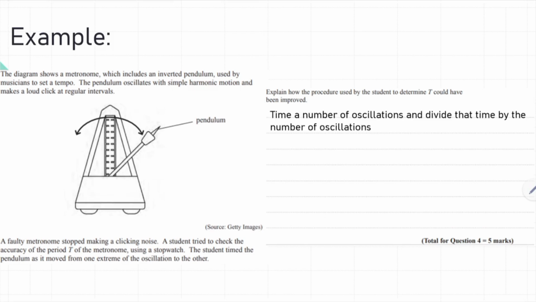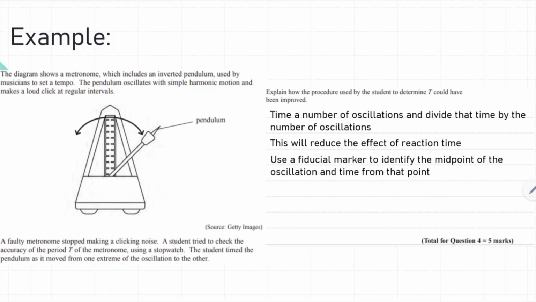First of all, you would need to time a number of oscillations and divide that time by the number of oscillations to determine the time of one individual oscillation. The student in this question only timed one oscillation, which means that the effect of his reaction time using the stopwatch will have a massive influence on the time measured, as the time period will be relatively short. But if you were to time multiple oscillations, then the effect of his reaction time will have a lower effect on the time measured.